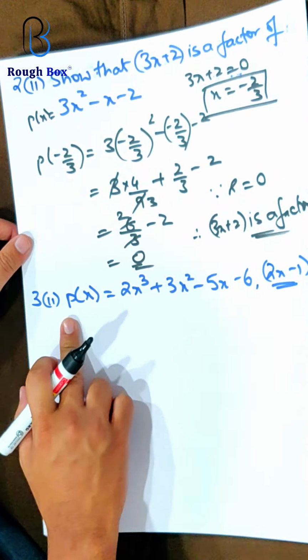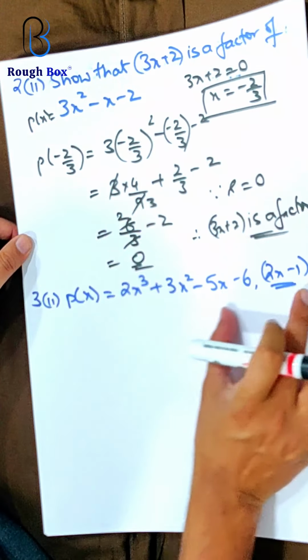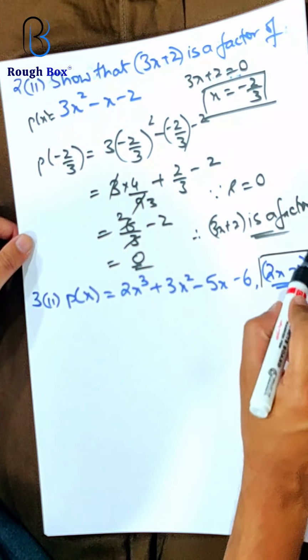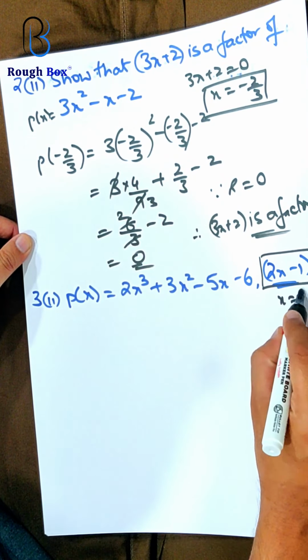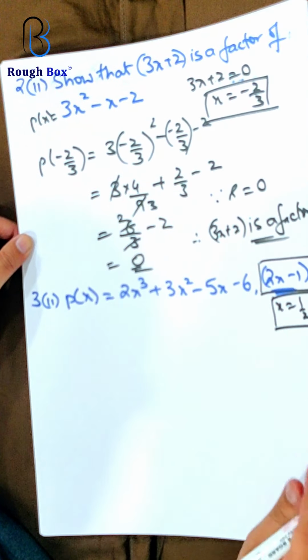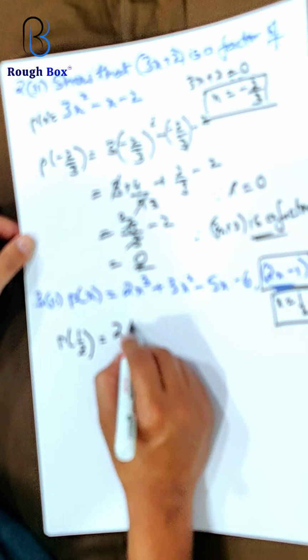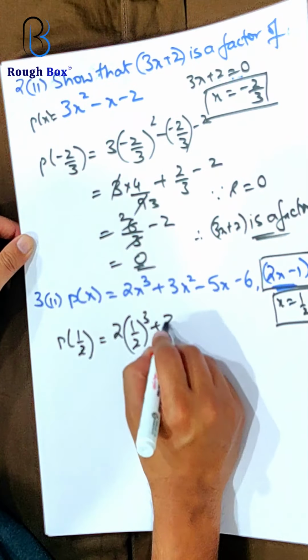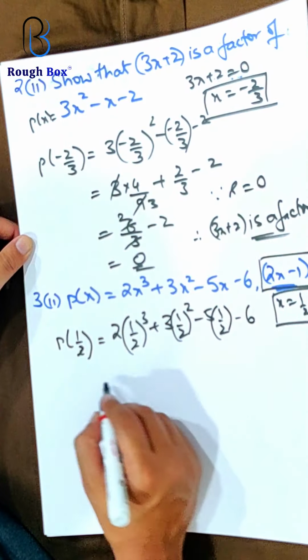3 part 2. In this question they are saying use the remainder theorem to find which of the following is a factor. So I have just picked up one part to find out whether this is a factor or not. So this may be a factor, may not be a factor. So x is going to be half in this case, right? So you start with p of half: 2 times half cube, 3 times half square, 5 times half minus 6.